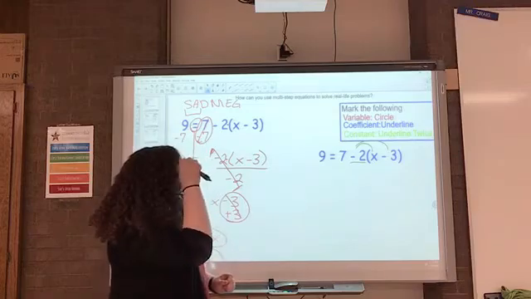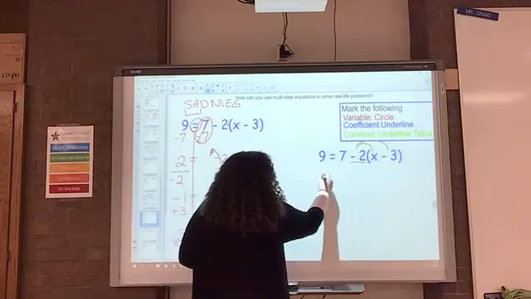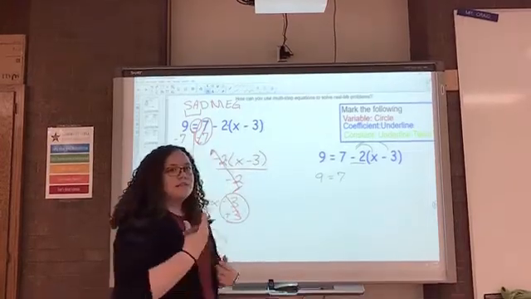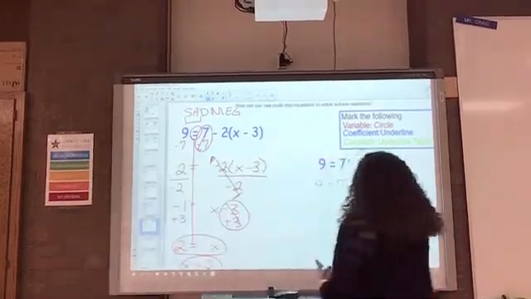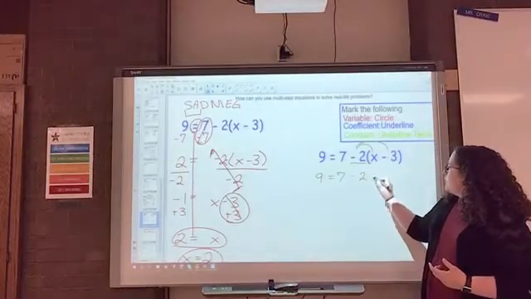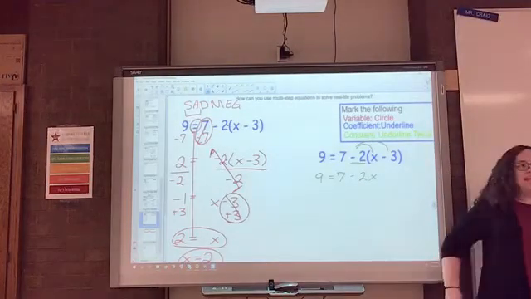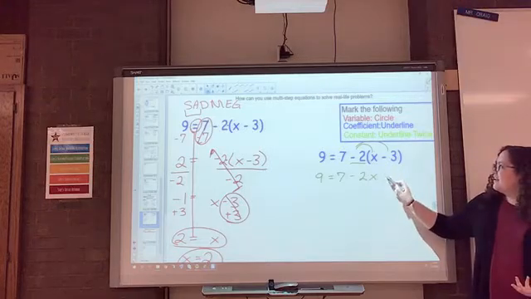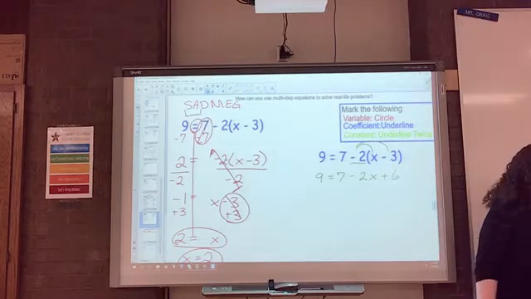Okay. Let's go ahead and solve this through. 9 equals the 7. -2 times the x just gives us a -2x. And then what is -2 times a -3? Positive 6. Are you sure, Mr. Craig? I know it's not -5 because that would be adding like terms.